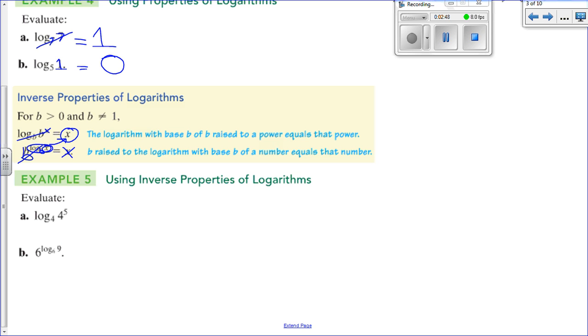So let's look at example 5. You can see here that we're taking the log of 4, base 4, and so we cross that out, and the answer will be 5. For part B, we have 6 being raised to the power log base 6 of 9, so that cancels out, and the answer is simply 9. So let's move on to the next one.